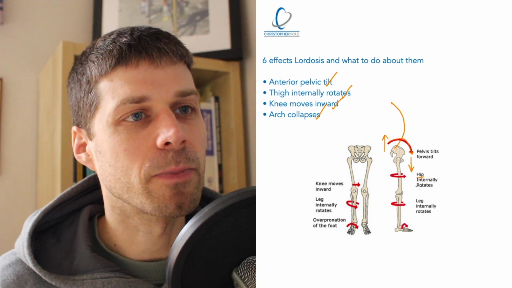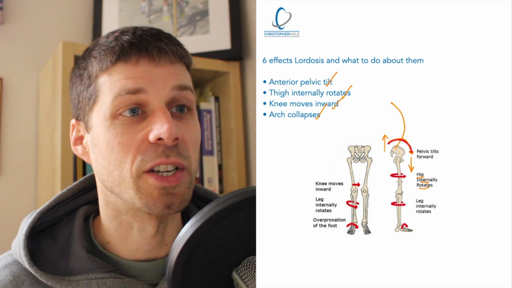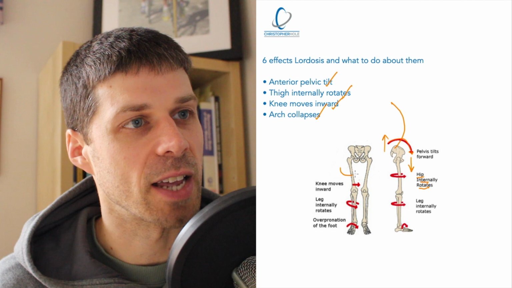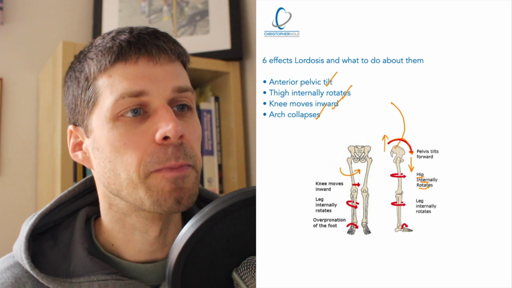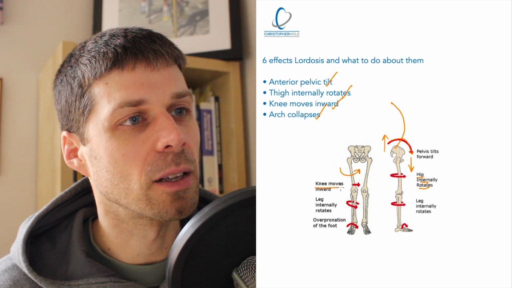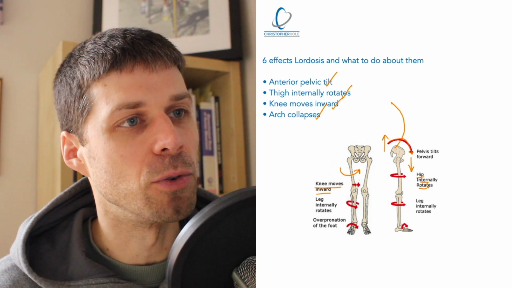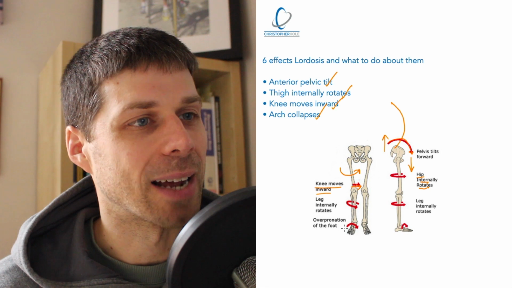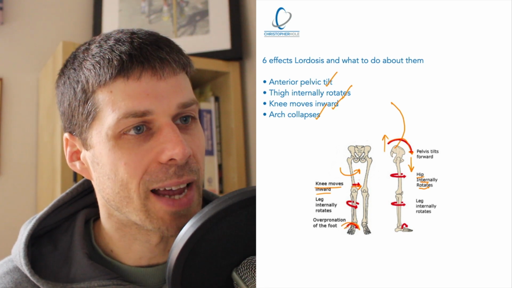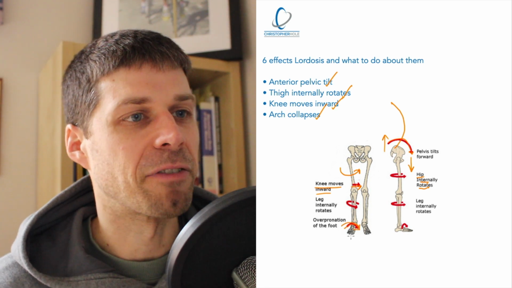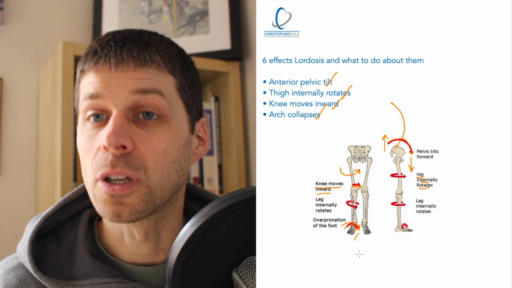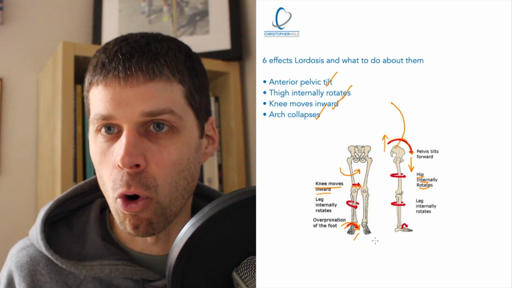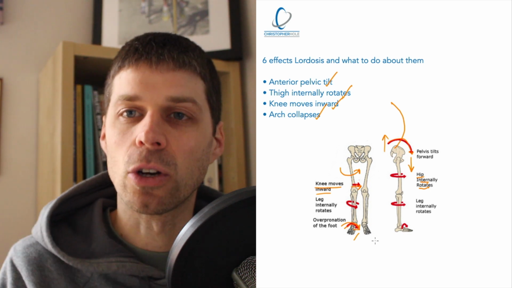What then happens, the hip internally rotates, which, as you see here, causes the thigh to internally rotate. So that rotates inward, which then causes the knee to move inward. And then finally, as we get down to the bottom, you can get an overpronation and the flattening of the foot as well. So what we basically need to do is reverse these 4, but what we are going to do next is look at the next 2.